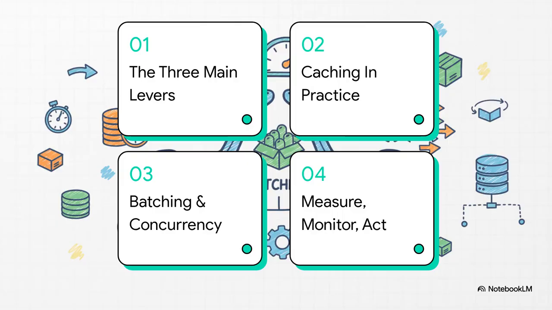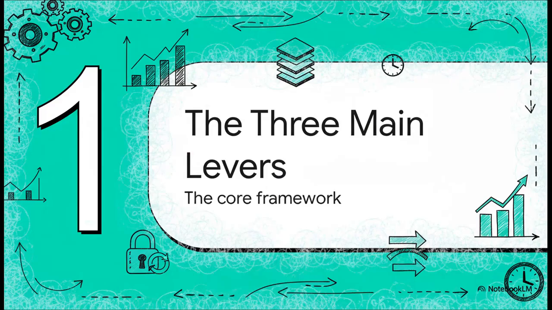So here's our game plan. First, we'll introduce the 3 main levers you can pull. Then, we'll do a deep dive into caching, which is a big one. After that, we'll talk about batching and concurrency. And we'll wrap it all up with the most important part, how to actually measure your success and put all of this into practice.